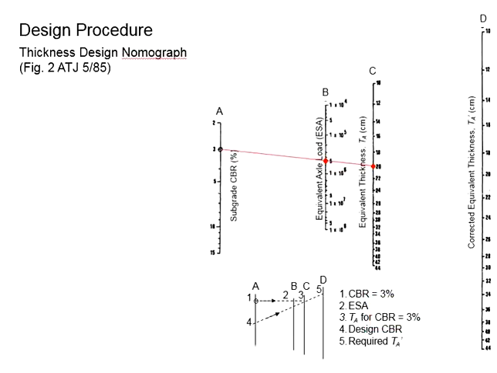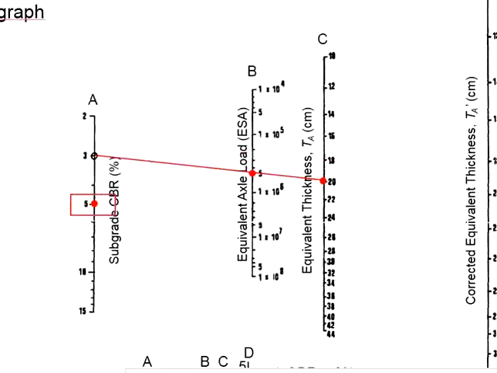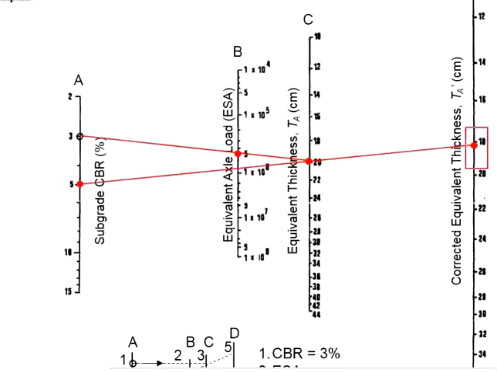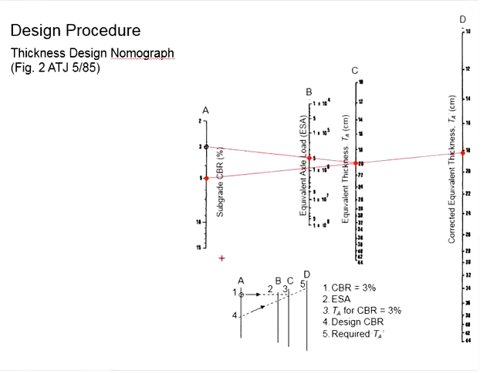Now, in the case that the design CBR for your subgrade is other than 3%, let's say in this case we are talking about a 5% CBR design value, you will need to draw another line passing through this 5% CBR as well as the intercept with the TA that you have acquired previously, reaching another point here, which is about 18 cm corrected equivalent thickness. You may refer to the description here on the steps of using the monograph.